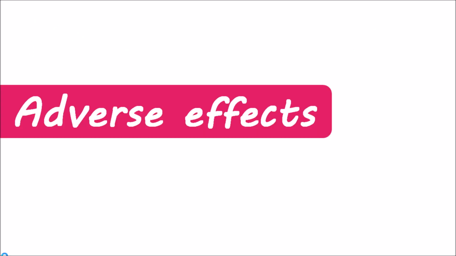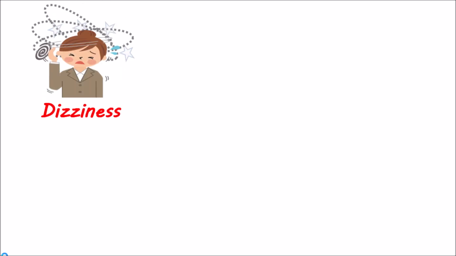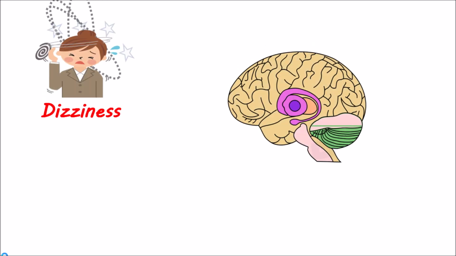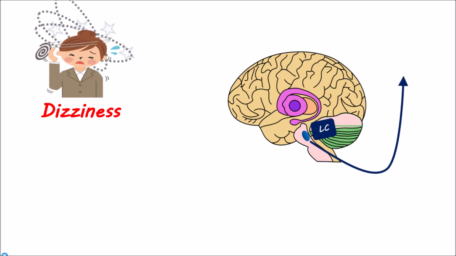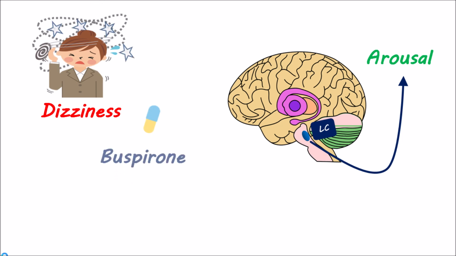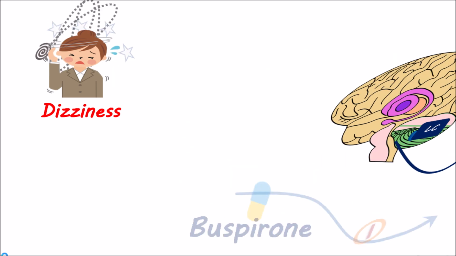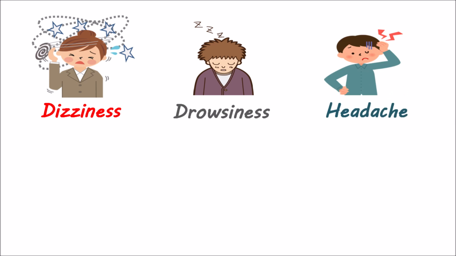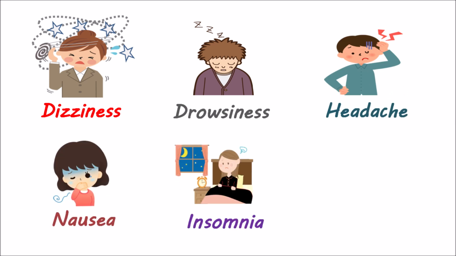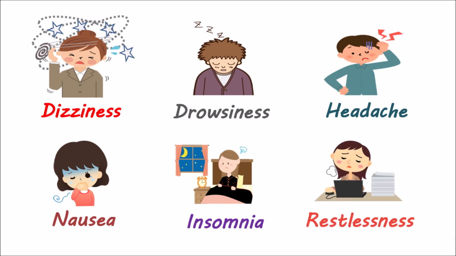Now let's focus on the adverse effects of buspirone. One of the important side effects of buspirone is dizziness. Within the brain stem, locus coeruleus releases norepinephrine, which plays an important role in maintaining arousal and wakefulness. Buspirone has additional inhibitory activity on the locus coeruleus, resulting in the development of lightheadedness in the patients. It can also cause drowsiness, headache, nausea, and insomnia, among other important side effects. Restlessness is another side effect observed in the first few weeks of treatment.